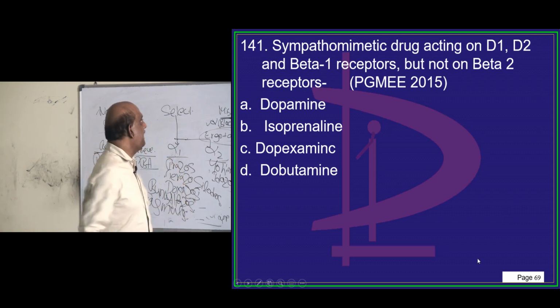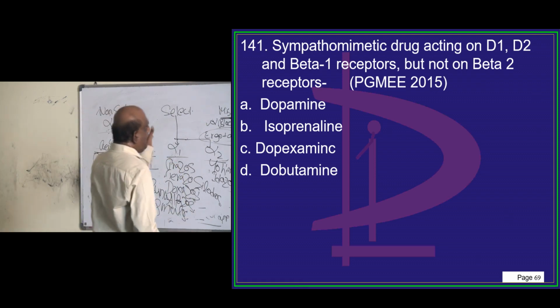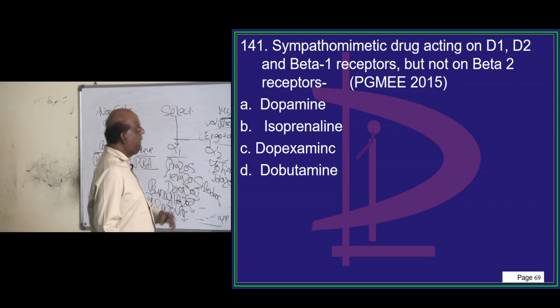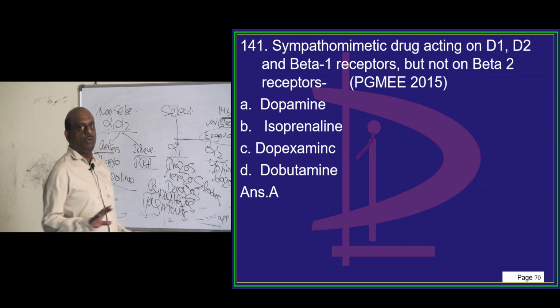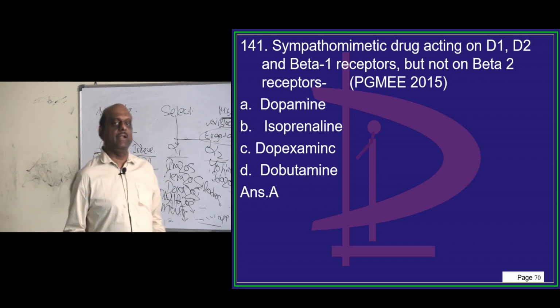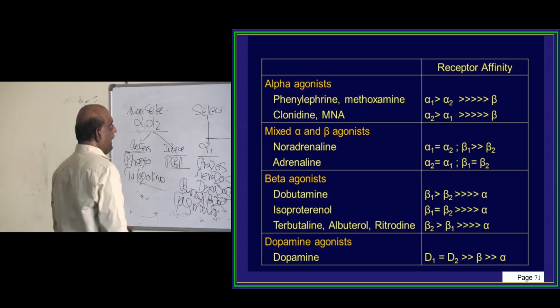Which sympathomimetic drug acts on both D1 and D2 and also beta 1 receptors, but not beta 2 receptors? It is dopamine. Dopamine has an effect on all the D1, D2 and also beta 1.